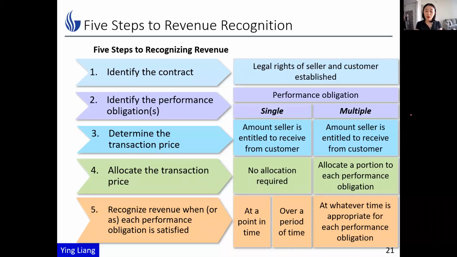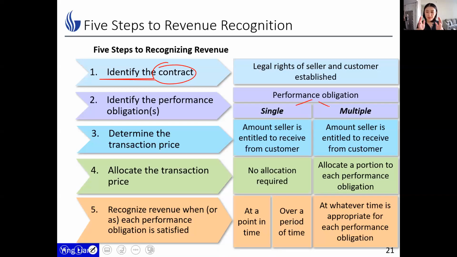A recap of what we have just learned in the previous video. We talked about what the contract is in step 1. And we also talked about what performance obligations are. Basically, you can think of it as promises. How many promises have you made in one contract to your customer? We can separate into two situations. One is when we have only one single performance obligation.